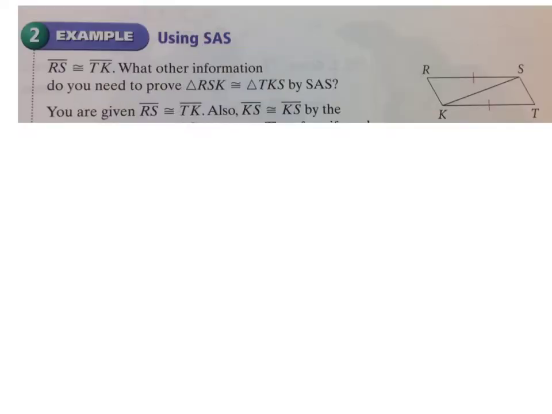Now let's look at example 2 and see if we can figure out how to get these two triangles congruent by SAS. Well, it's given that RS is congruent to TK. We would also need to know KS is congruent to itself by reflexive. Anything's congruent to itself by reflexive. And we would need to know the included angles. In other words, angle RSK has to be congruent to angle TKS. This angle right here would have to be congruent to this angle right here for these two triangles to be congruent by SAS.